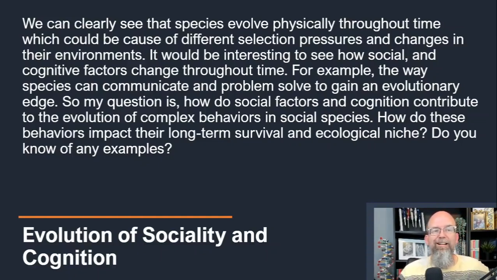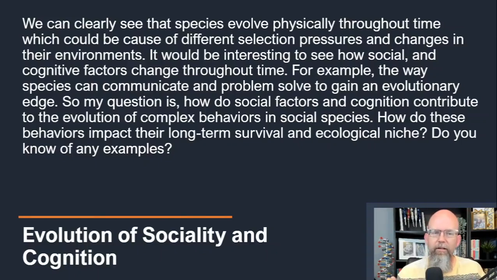Evolution of sociality and cognition. We can clearly see that species evolve physically through time. Their physical traits change because the physical traits are tied to genes, to the genetic information, which could be a cause of different selection pressures and changes in their environments. It would be interesting to see how social and cognitive factors change throughout time. For example, the way species can communicate and problem solve to gain an evolutionary edge. So my question is, how do social factors and cognition contribute to the evolution of complex behaviors in social species? How do these behaviors impact the long-term survival and ecological niche? Do you know of any examples?